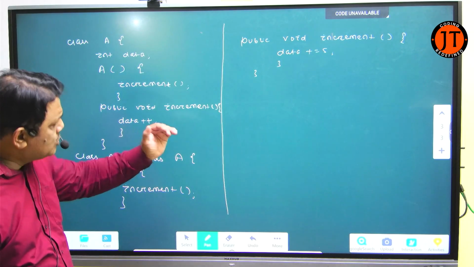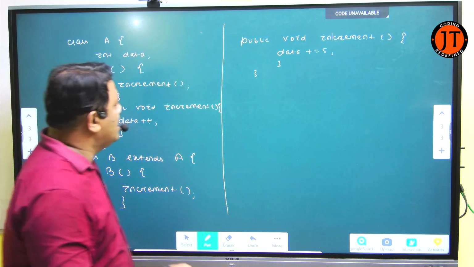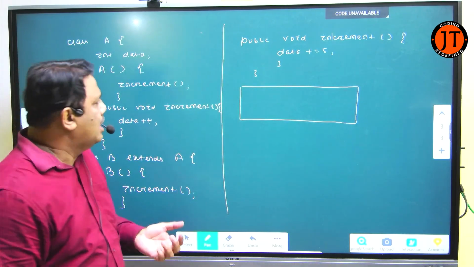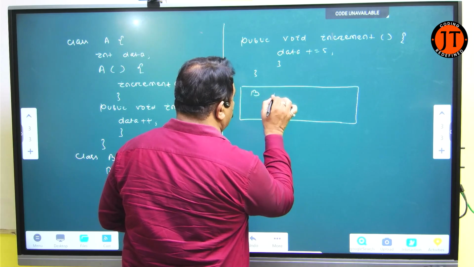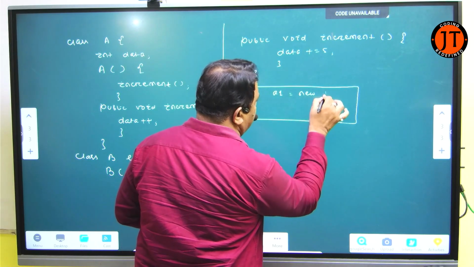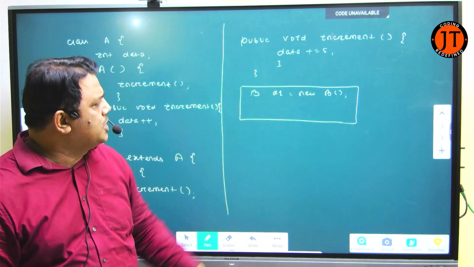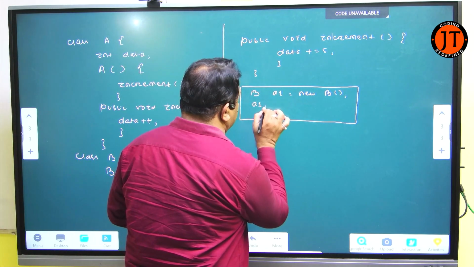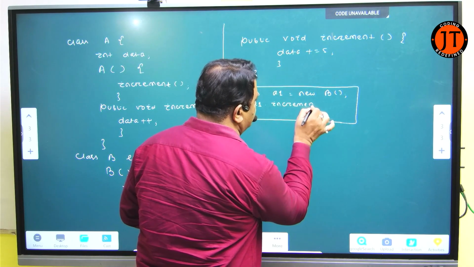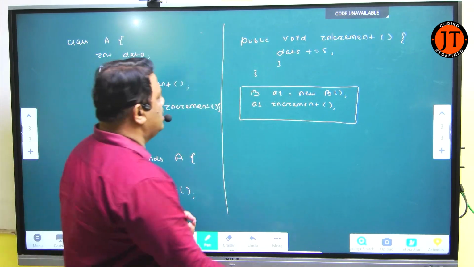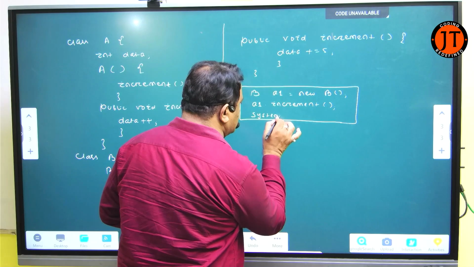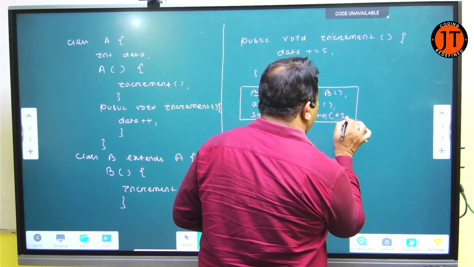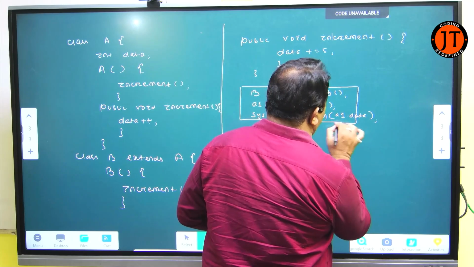Now I move to the calling part. See here. Now this is a box I just created. It is not programming. I just show you the example, then you understand what actually happens. I write here B a1 is equal to new B. What does it mean? I am creating which class object? Child class object. Then I write a1 dot increment method. Now, what is my next job? I write System.out.println, and I pass a1 dot data. I want to print the value of data.